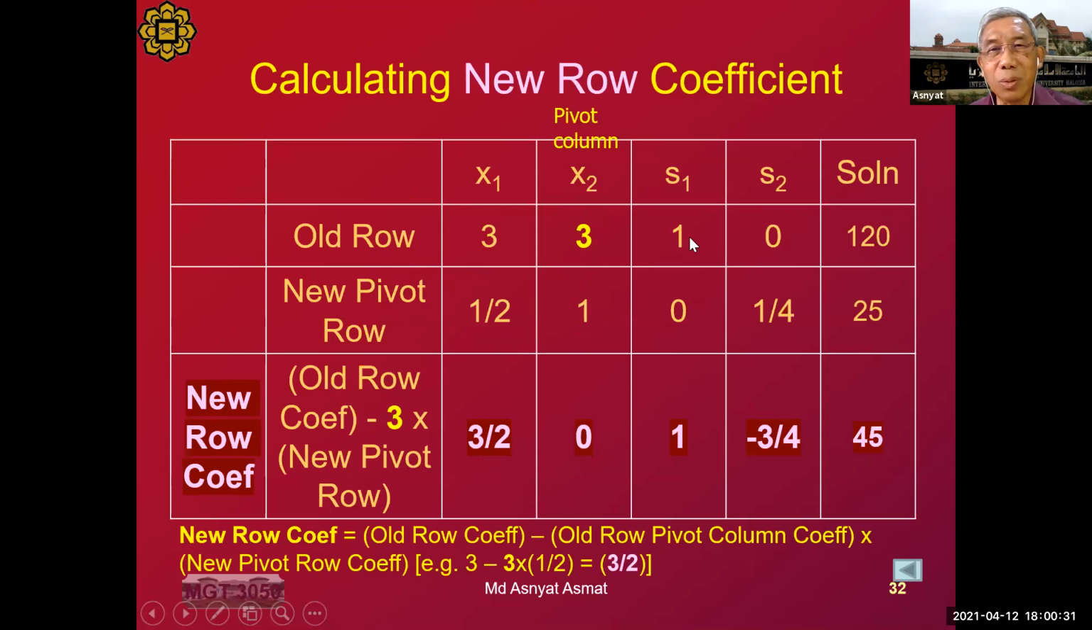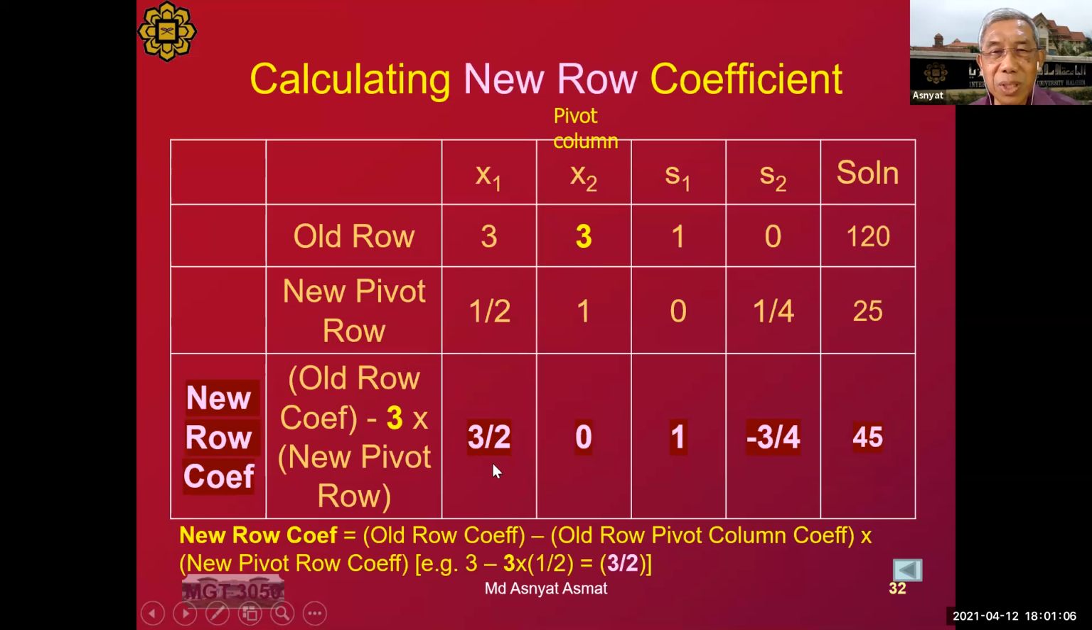Same thing for here. 1 minus 3 times 0, 1. 0 minus 3 times 1/4, you get negative 3/4. Then here 120 minus 3 times 25. 120 minus 75, we get 45. Are we following?